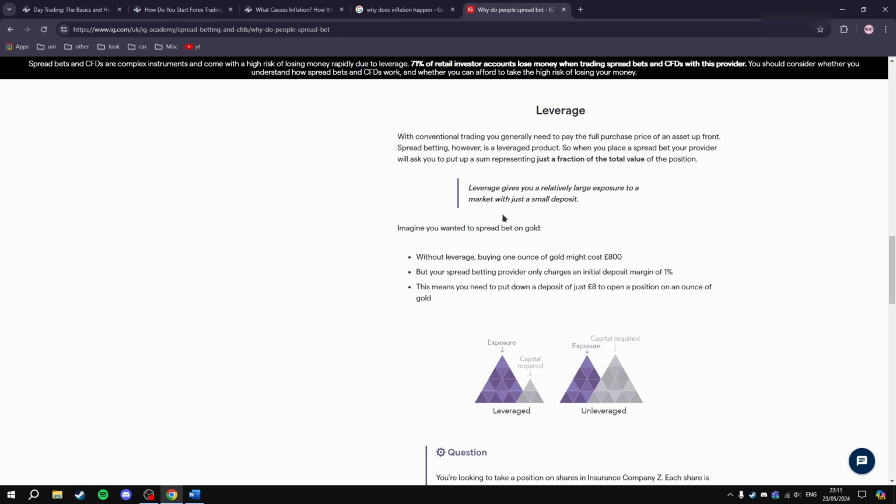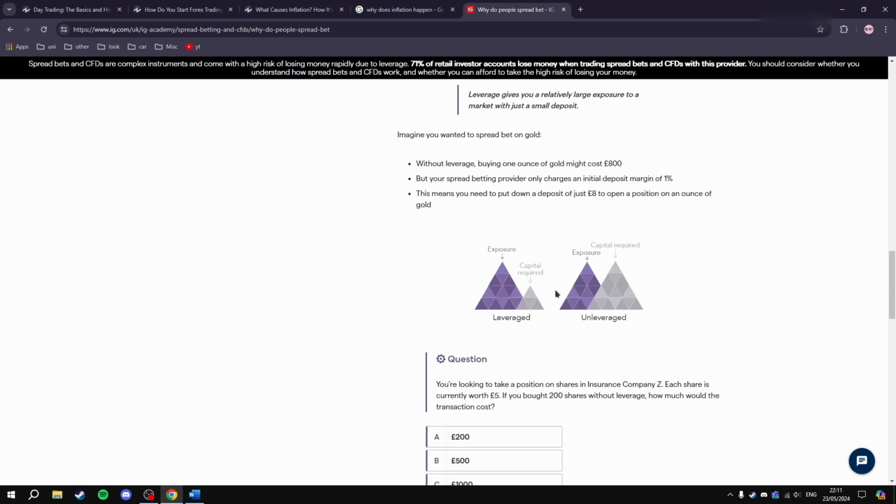Imagine you want to spread bet on gold. Without leverage, buying 1 ounce of gold might cost £800, but your spread betting provider only charges an initial deposit margin of 1%. This means you need to put down a deposit of just £8 to open a position on an ounce of gold, which costs £800. So leveraged exposure requires less capital, while unleveraged exposure requires the full amount.